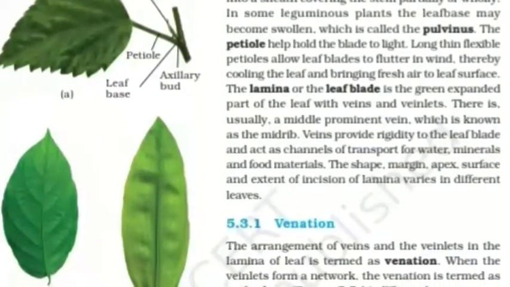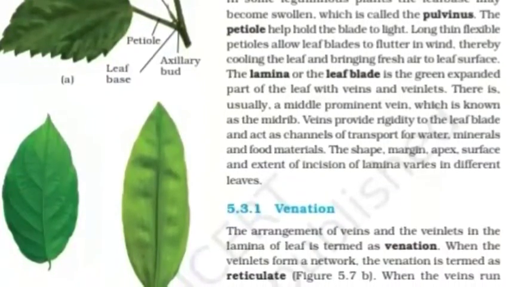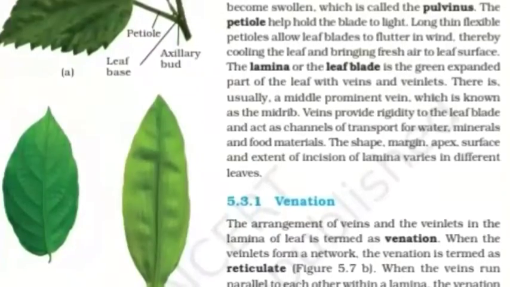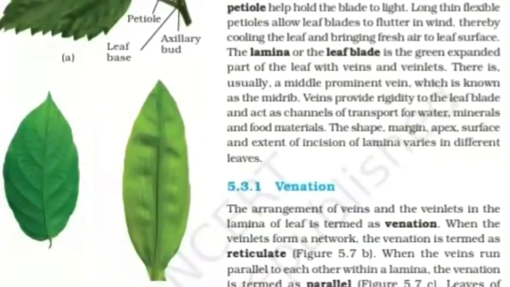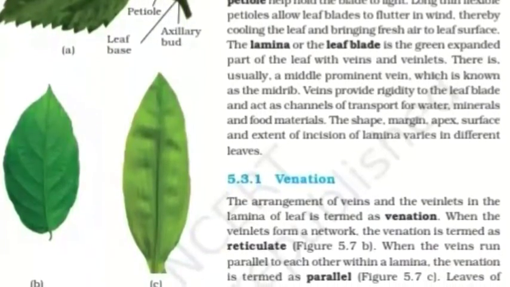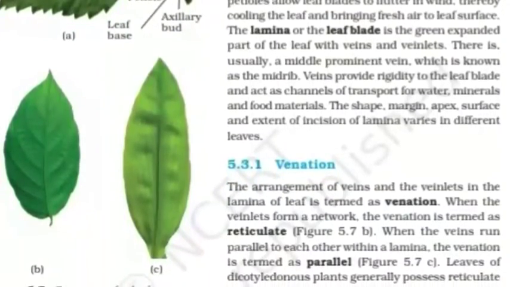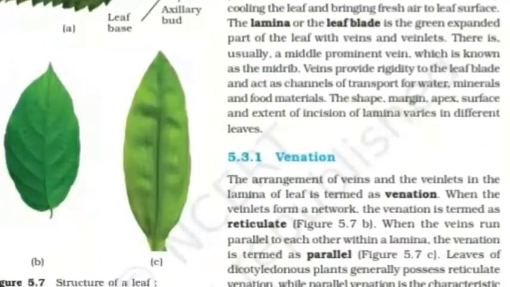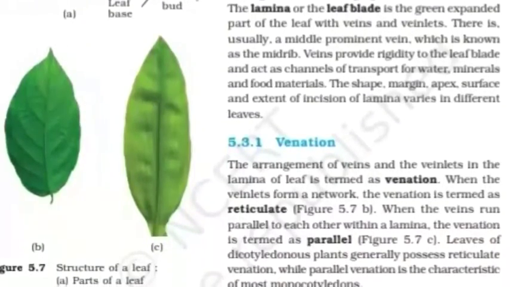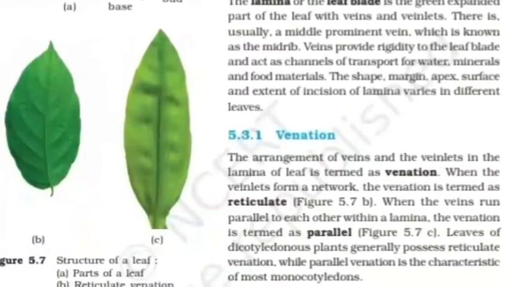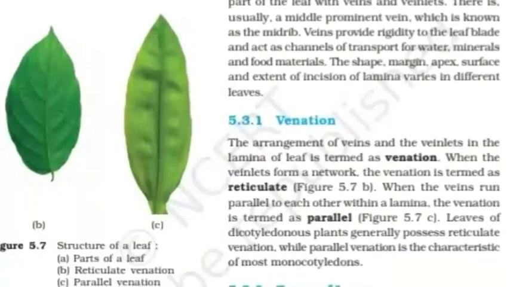the leaf surface. The lamina or the leaf blade is the green expanded part of the leaf with veins and veinlets. There is usually a middle prominent vein which is known as the midrib. Veins provide rigidity to the leaf blade and act as channels to transport water, minerals, and food materials. The shape, margin, apex, surface, and extent of incision of lamina vary in different leaves.